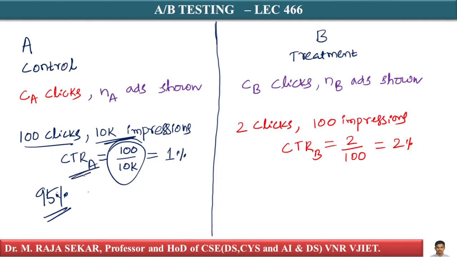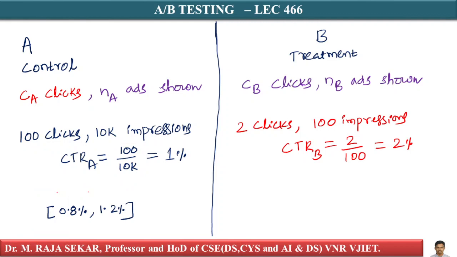If you compute the confidence interval for CTR of A, with 100 clicks and 10,000 ads, let me assume I have got this particular 95% confidence interval, 0.8% to 1.2%. CTR of A will be between 0.8% and 1.2%. Just try to refer to some literature on how to calculate the confidence interval. In my previous lectures, I already discussed this, isn't it?